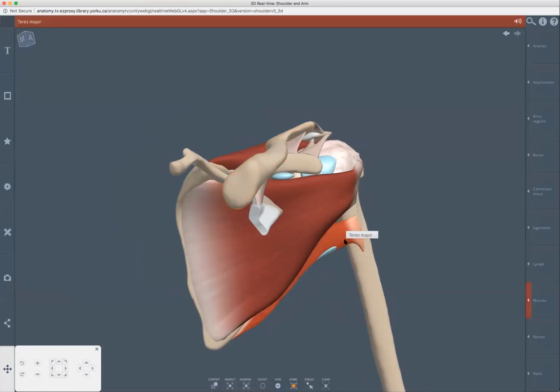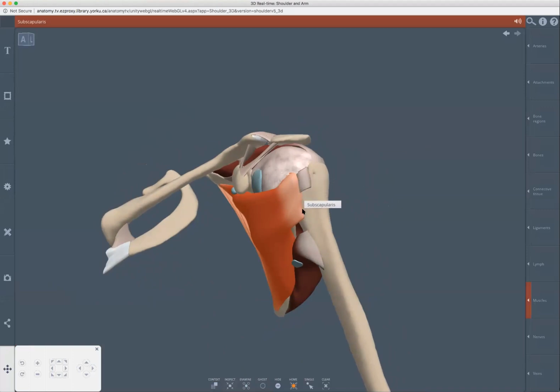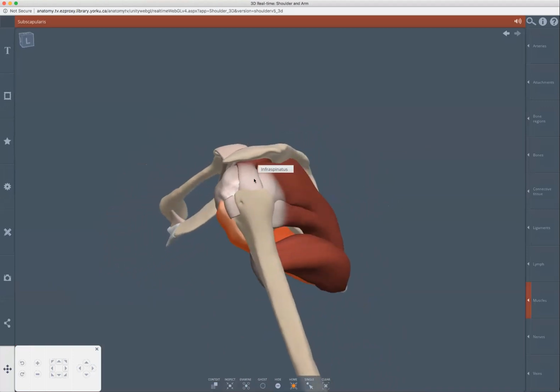So here's teres major, sort of coming around to the front, under the armpit. And this is subscapularis. So subscapularis is originating on the subscapular fossa and inserting on the lesser tubercle of the humerus, okay? Whereas the rest of the rotator cuff was coming from the back and was over here, okay?